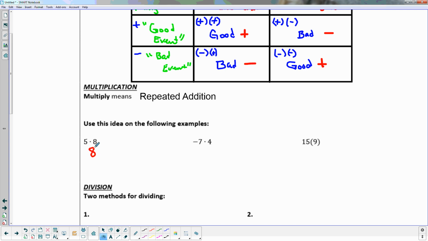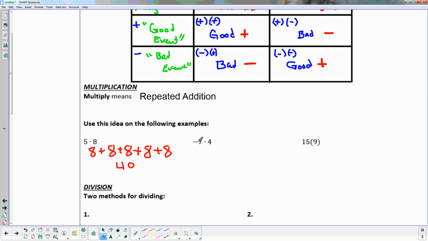So I have 8 plus 8 plus 8 plus 8 plus 8. And when I get that done, I can count by 8s if I want to. Sometimes that's a little bit hard. Or I can just add one step at a time. Either way, I should come up with 40. So I come up with 40 for that one.